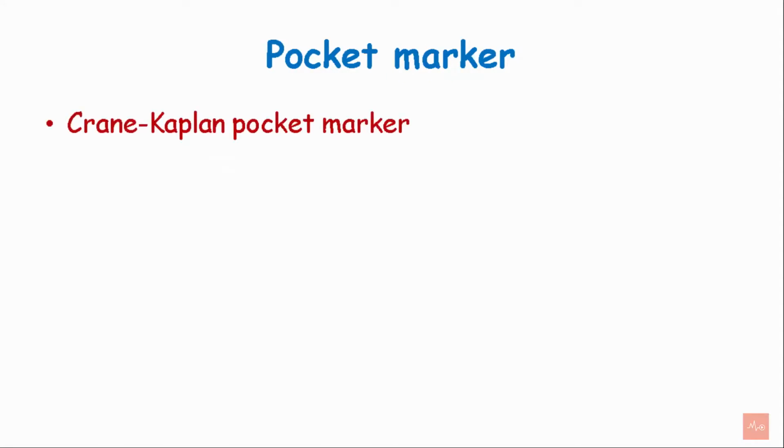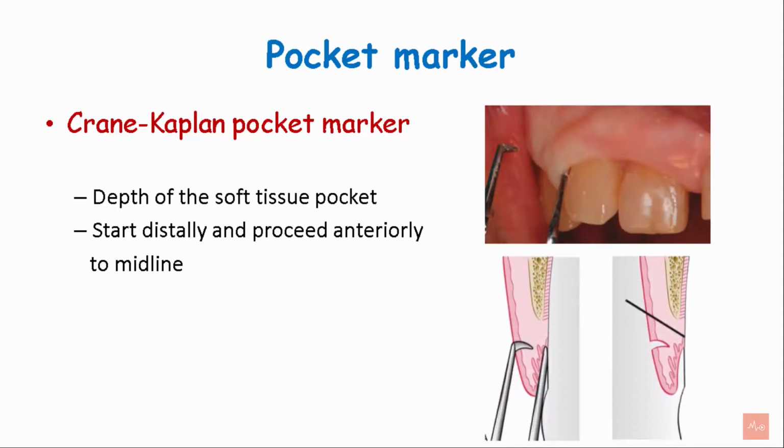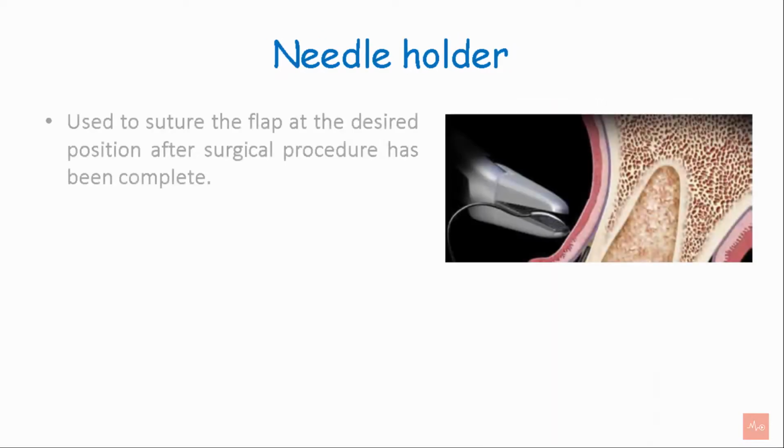Pocket marker. The most commonly used pocket marker is a Crane-Kaplan pocket marker. In this image you can see the use of a pocket marker which is started distally and proceeded anteriorly towards the midline. These images represent how a pocket marker measures the depth of the pocket as well as the outer end creates a punch onto the labial surface of the gingiva. This provides a guide for the incision in gingivectomy procedure.